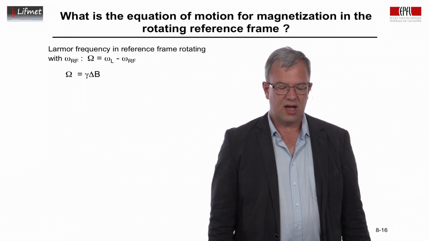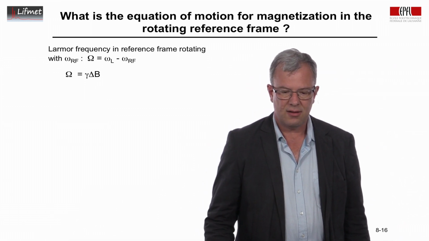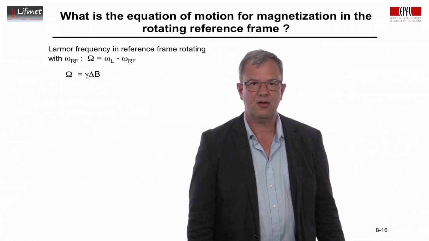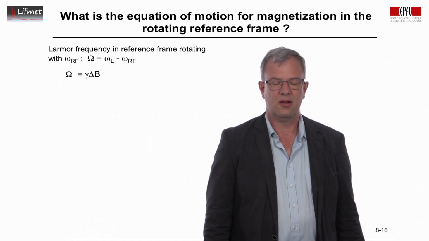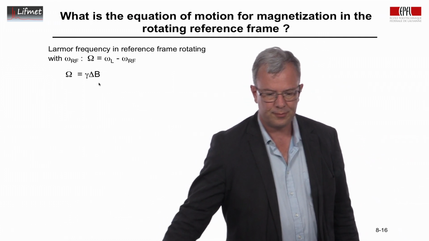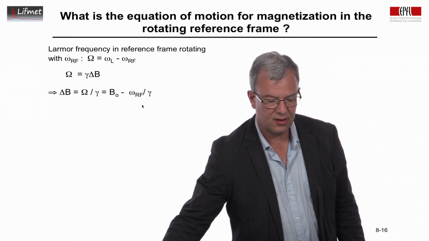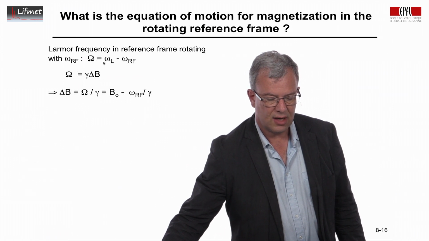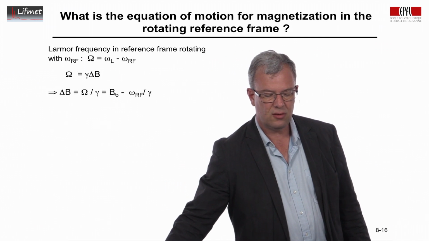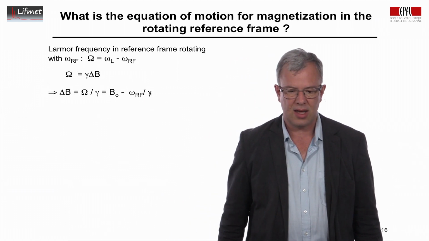We can now associate to this omega, this observed Larmor frequency, a magnetic field, and we'll call this magnetic field delta B. So big omega is equal to gamma delta B. Or if we now stick this in here, and we use omega L equals gamma B0, the delta B is given by B0, the external magnetic field, minus omega of the rotating frame divided by gamma.